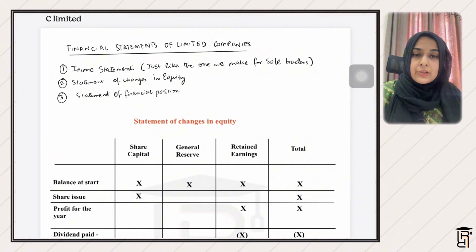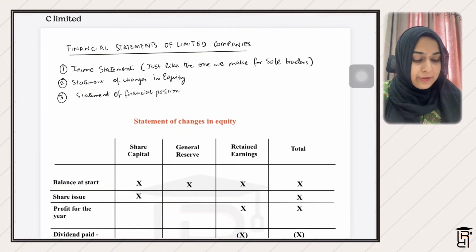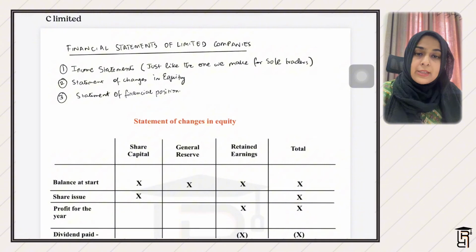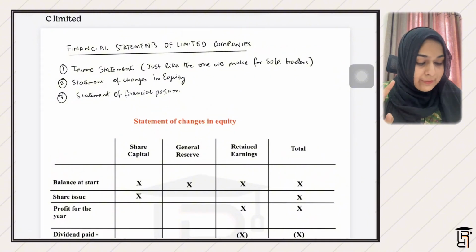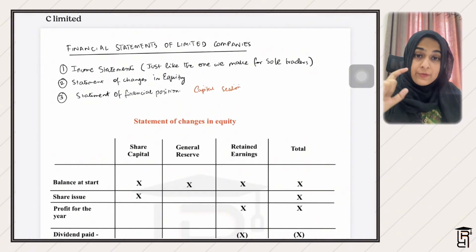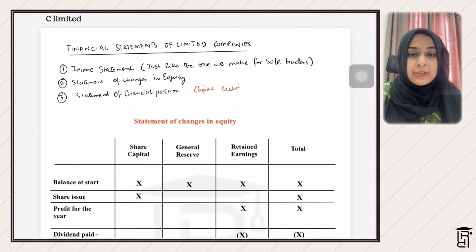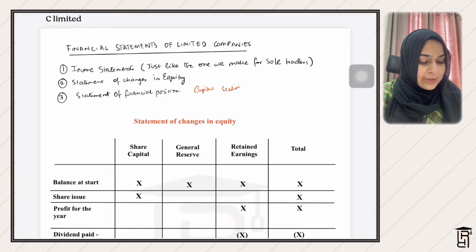The statement of financial position is just like the normal statement of financial position, only the difference is that the capital section is different. The capital section will have equity and reserves of shareholders. Basically the statement of changes in equity is important for the capital section of the statement of financial position for limited companies. So we'll just start with the statement of changes in equity.